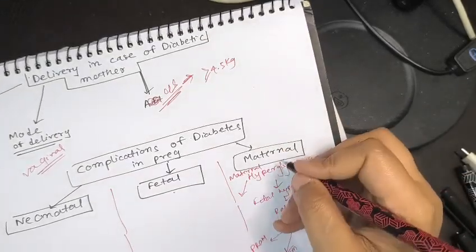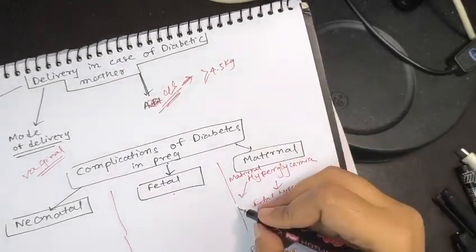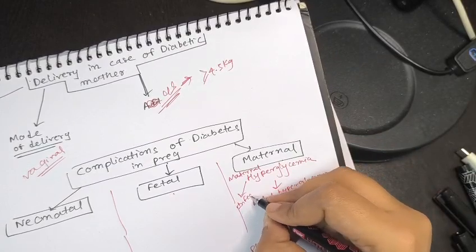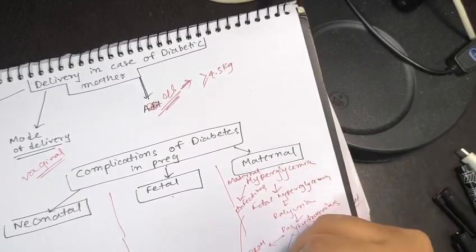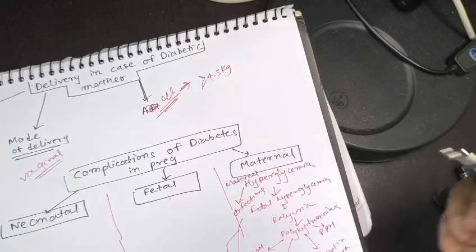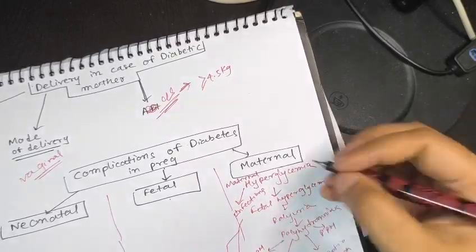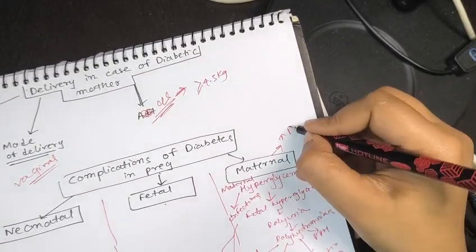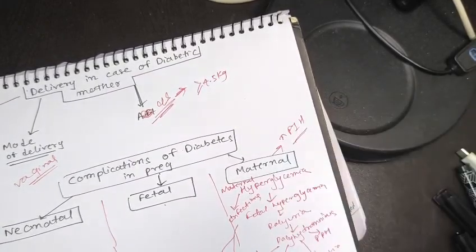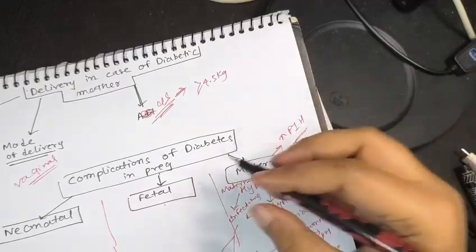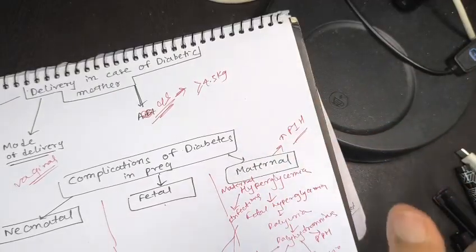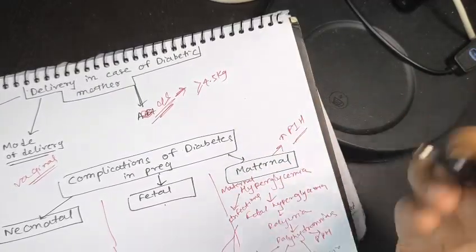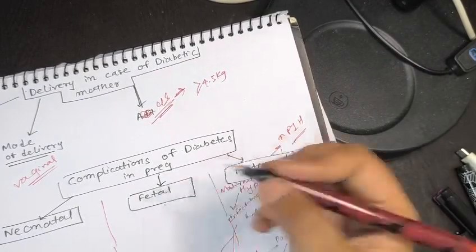Maternal hyperglycemia is also prone to what? Infections. So infections can also lead to preterm labor. These include, in the case of a diabetic mother, increased chances of PIH, pregnancy induced hypertension as well. So these are the complications in a diabetic pregnant mother.